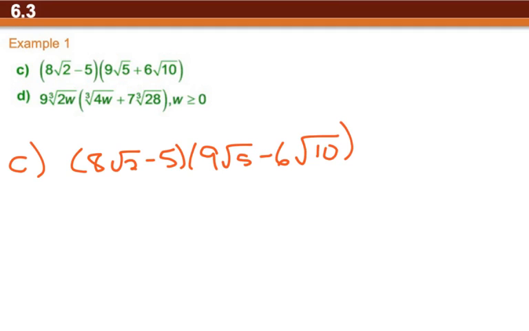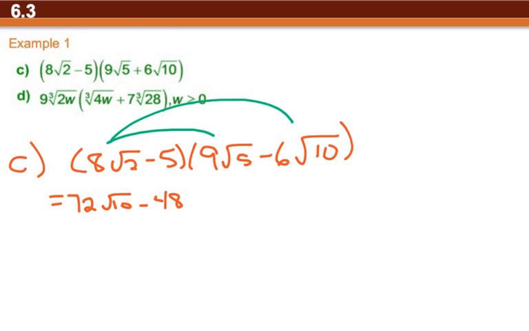So just to go step by step with that, we do the firsts. So 8 root 2 times 9 root 5. 8 times 9 would give us 72. And root 2 times root 5 would be root 10. Then we'll multiply the 8 root 2 times the negative 6 root 10. So 8 times minus 6 is minus 48. Root 2 times root 10 is root 20.